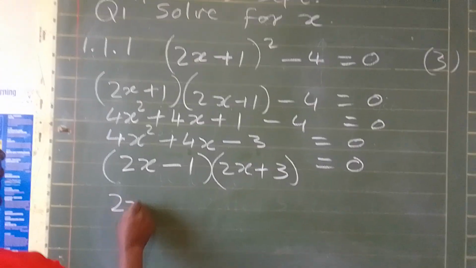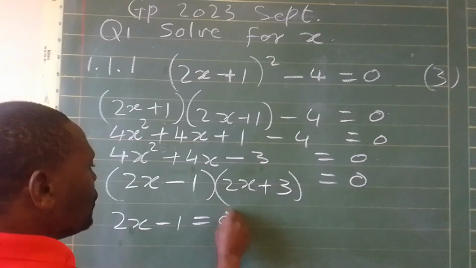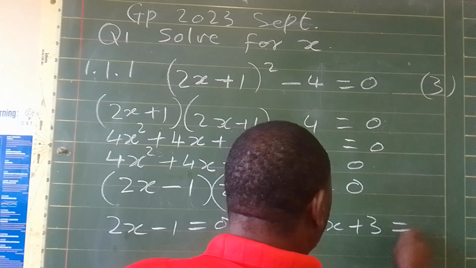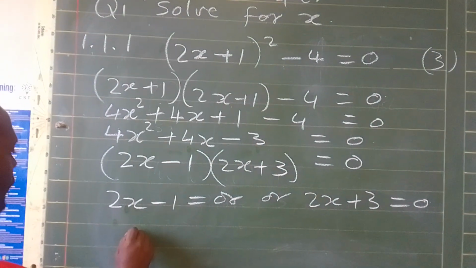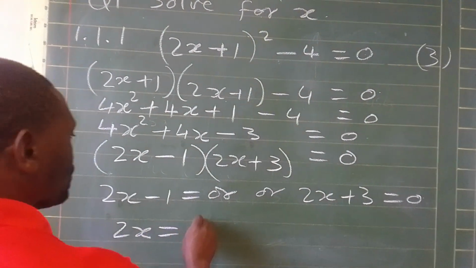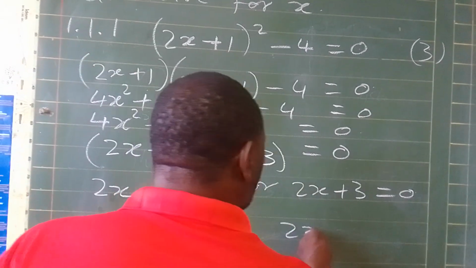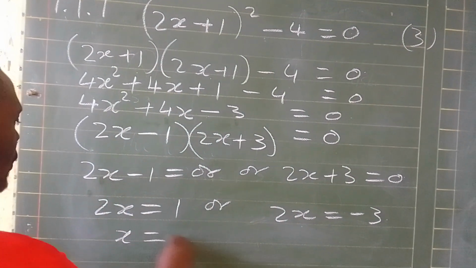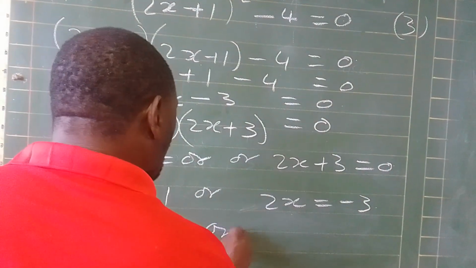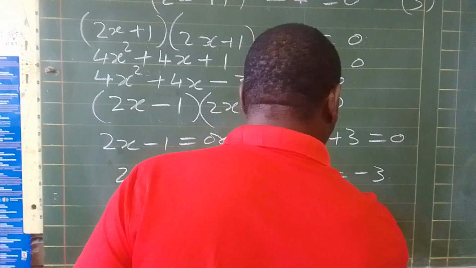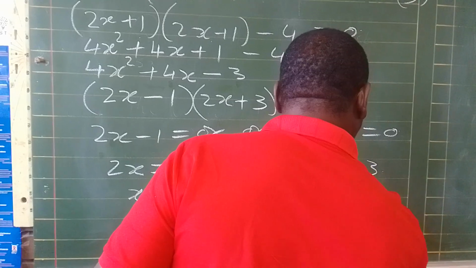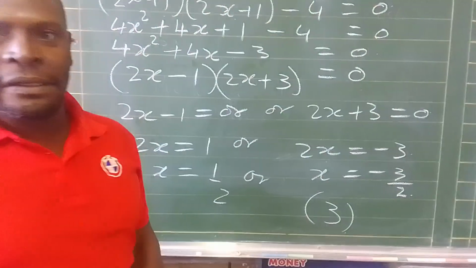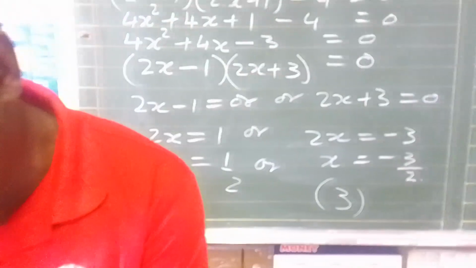Then you say 2x minus 1 is equal to 0, or 2x plus 3 is equal to 0. 2x is equal to 1, or 2x is equal to minus 3. Then x is equal to a half, or x is equal to minus 3 over 2. You have your 3 marks. Now we are going for the next question.